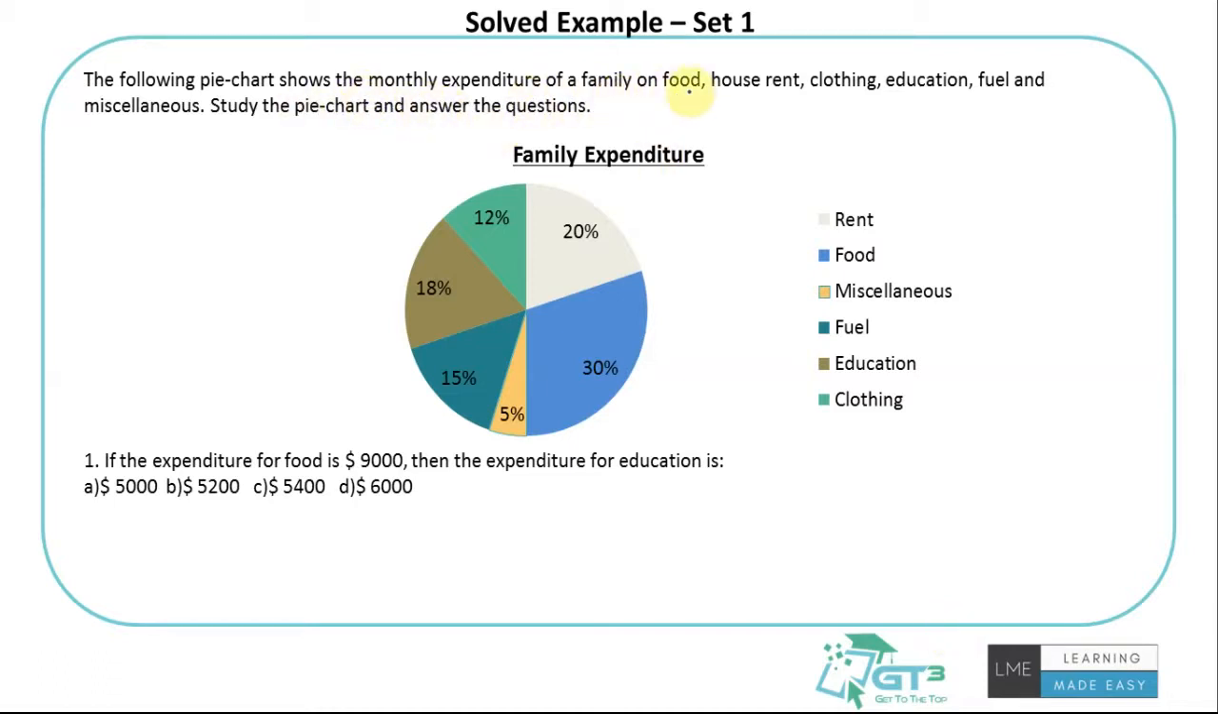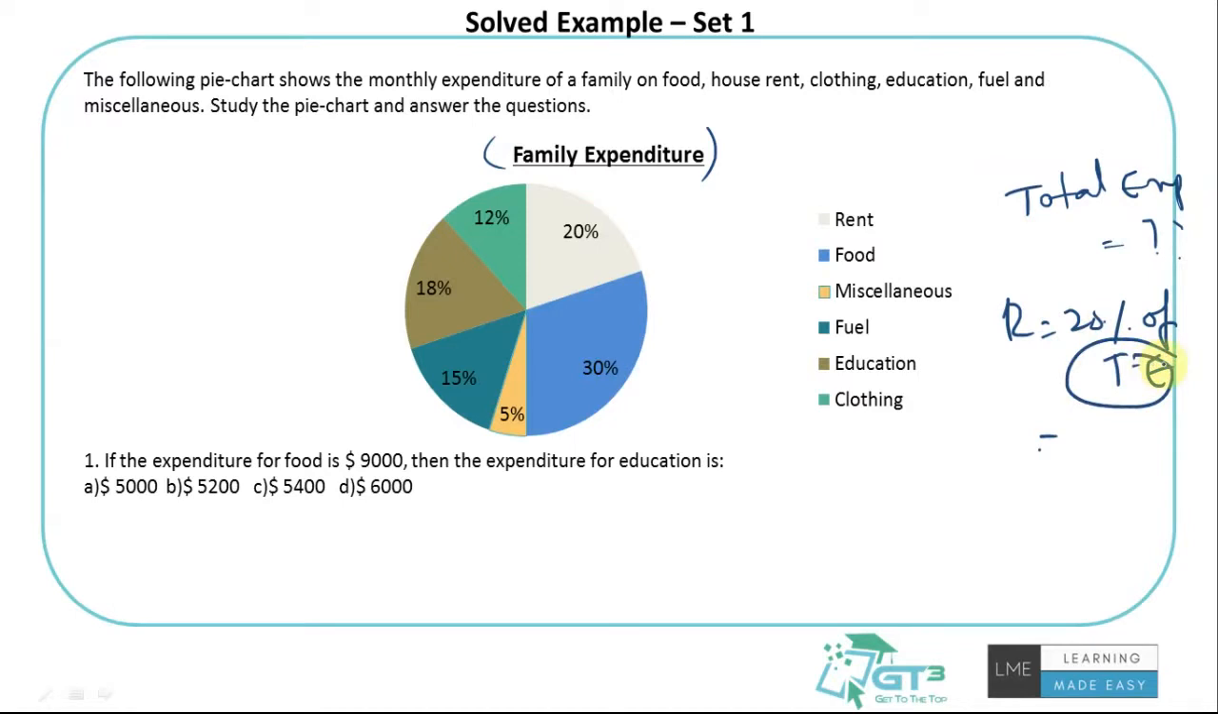Monthly expenditure of a family on food, house rent, clothing, education, fuel, and miscellaneous. Study the pie chart and answer the questions. The title is family expenditure. I see rent, food, miscellaneous, fuel, education, clothing. They have given percentages for me here. Do I know how much is the total expenditure, just from the information of this pie chart? Nope. Do I know how much the family is spending on rent? I know that it is 20% of the total expenditure, but I don't know what the total expenditure is in rupees or dollars. That's why I cannot comment on even the actual value of this rent.